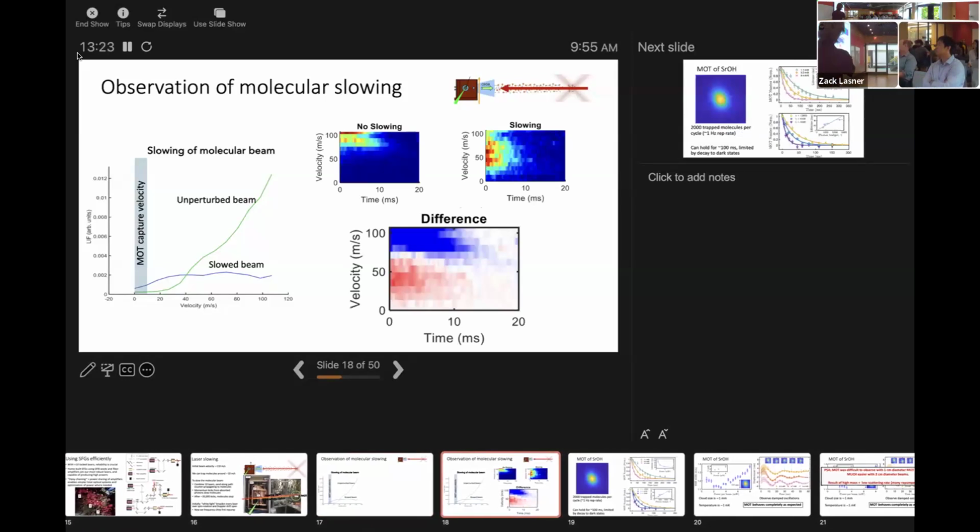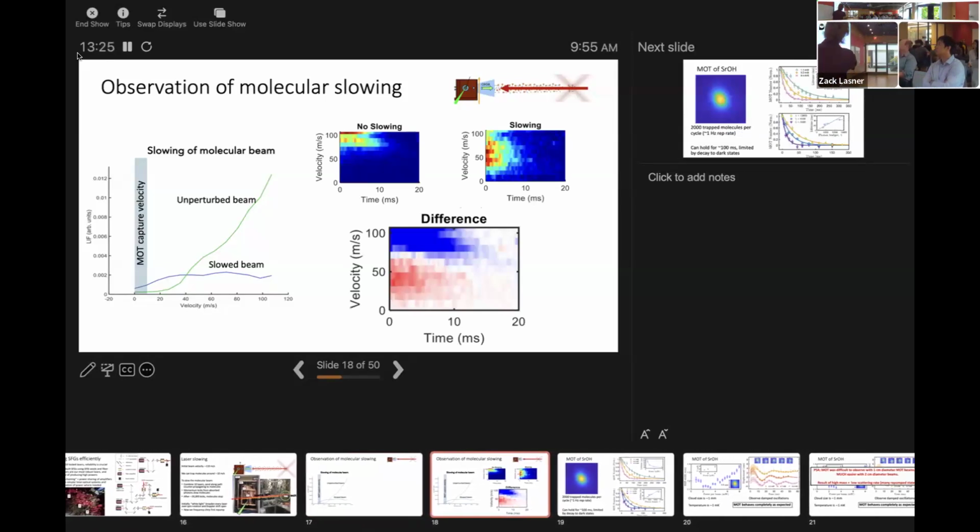This is another way of looking at the same data, where you can look at the arrival time of molecules. If you don't slow, all the molecules showing up are very fast. If you do slow, you get some arriving over some range of times, which are around 40, 50 meters per second in these data. The difference is really, I think, convincing, where you're taking population out of the high velocity and putting them into low velocity. So this is great slowing data. We were happy with this.